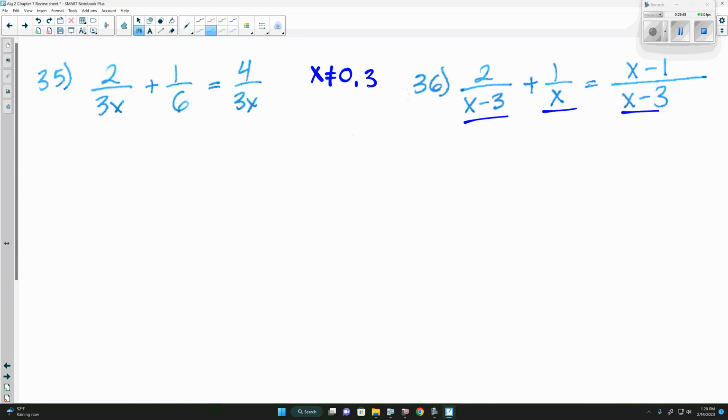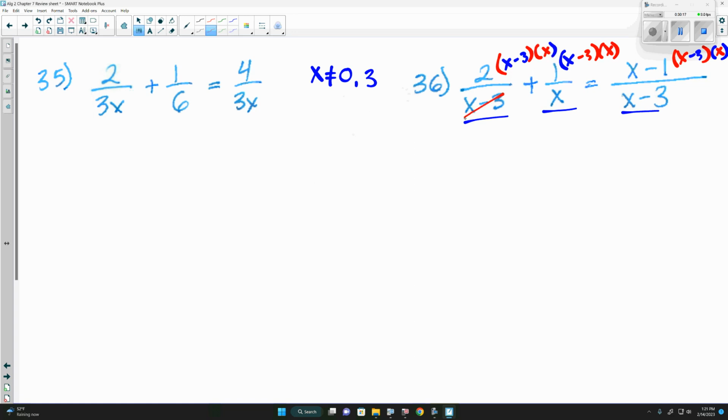And for some of these here, if we get something that's a little more complicated, we can just set it equal to 0, solve, and whatever the solutions are, those are our restrictions. Now at this point here, we do need to multiply everything by x minus 3. Yes. We'll need x minus 3 and x.